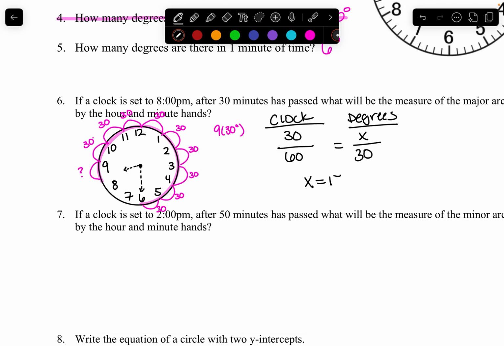So X is going to end up being 15, which means that this bit over here is 15 degrees. So I've got to add 15 to that. So we're going to do 9 times 30 plus 15, and that is 285 degrees. I apologize for that confusion. It will not happen again.